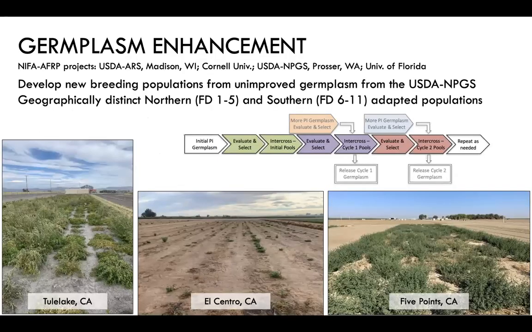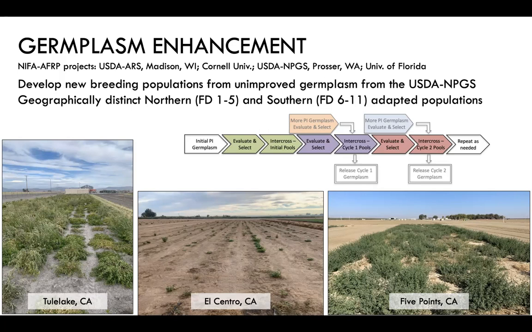This germplasm enhancement project has been funded through a couple grants from the NIFA alfalfa and forage research program. And it includes collaborators in Madison, that's Heathcliff Riday, at Cornell, Don Vines and Julie Hansen, Brian Iris, the curator of the alfalfa collection in Prosser, Washington, and recently Esteban Rios in Florida has joined into this project.